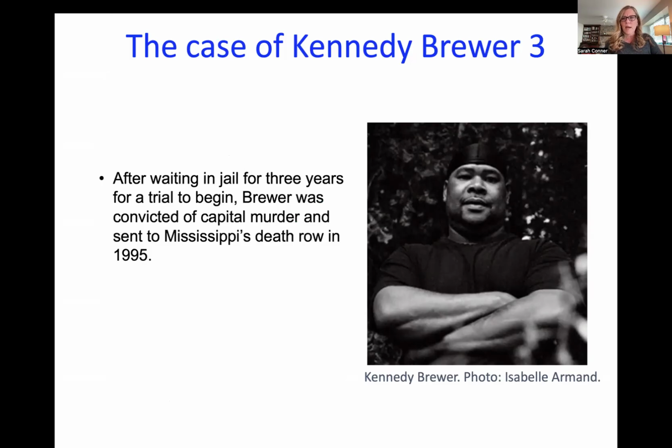And so he was charged and convicted of capital murder and sent to Mississippi's death row in 1995. He waited in jail that entire time for the 3 years for the trial to even begin. So he was convicted, sent to prison, and was going to be put to death. He was on death row.